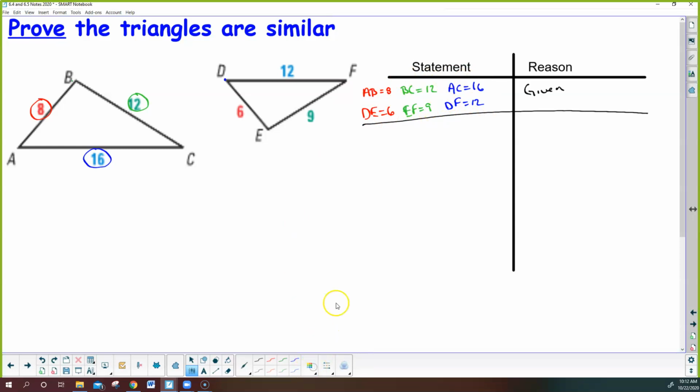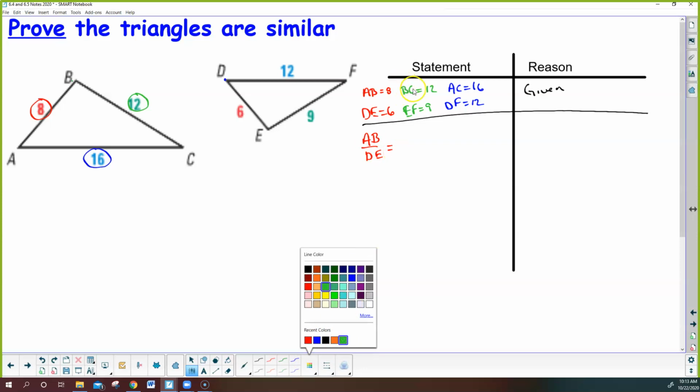So what I need to do is basically say, okay, if these are true, what has to be true? We need to set up our ratio. I need to compare AB, the small side, to the small side. So AB over DE. Actually, I'm going to do that in red. Sorry. I want to compare AB over DE, and that ratio has to be the same as the medium side to the medium side.